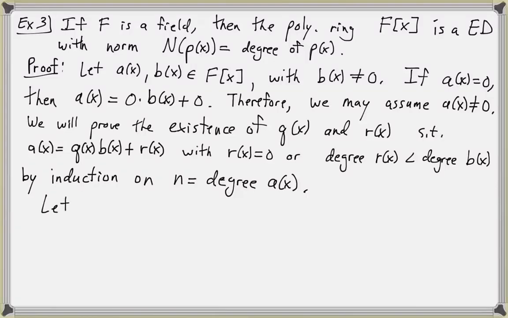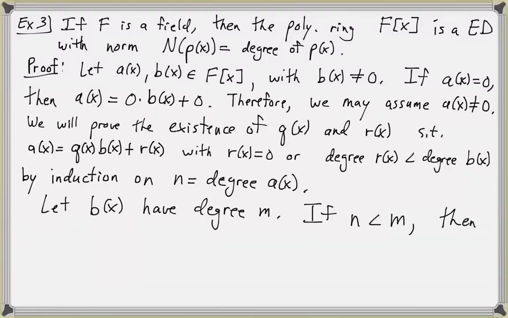So now let B of X have degree M. Well, if the degree of A, which is N, is less than M, then we can write the division algorithm with Q of X equal to 0. So then we may take Q of X equal to 0 and R of X just equal to A of X. So this will satisfy the division algorithm.